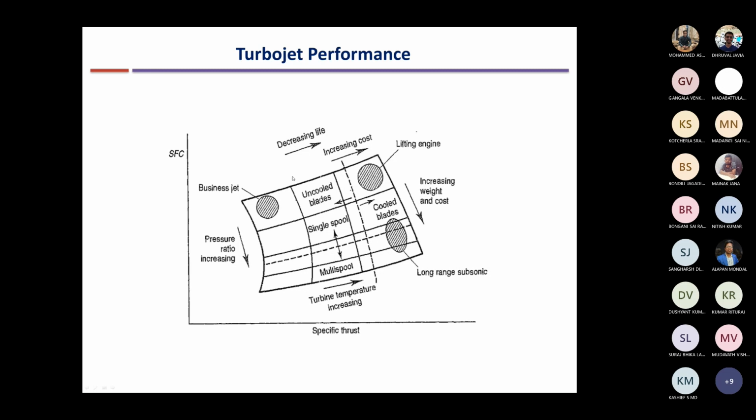Okay. So this map actually gives us an idea about what should be the operating parameters, what should be the pressure ratio and turbine inlet temperature typical range for different types of application. This also shows you what will be the characteristics of the engines. For example, if you keep on increasing the temperature, after a certain temperature, you will need cooled blades. This is shown by the dashed line. Below this temperature, even uncooled blades are sufficient.